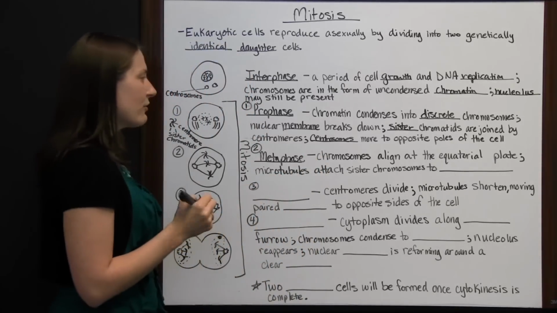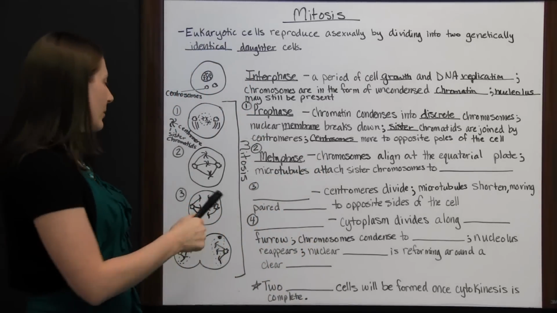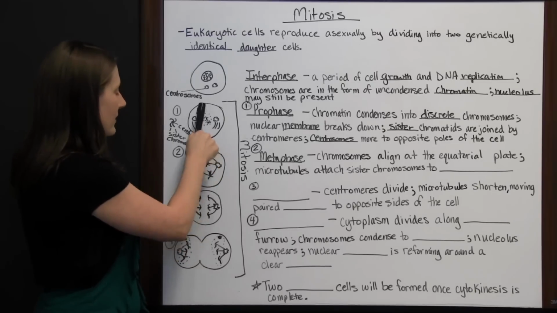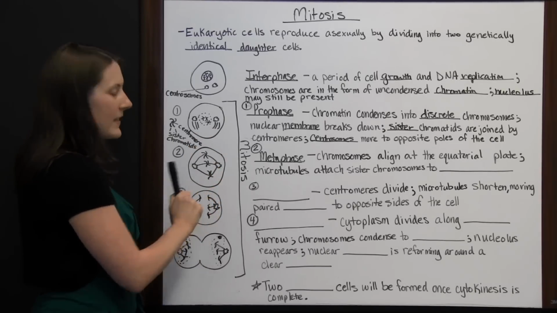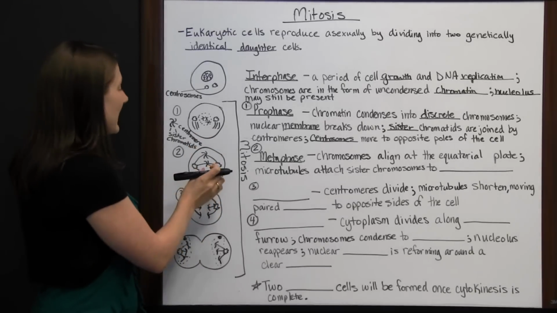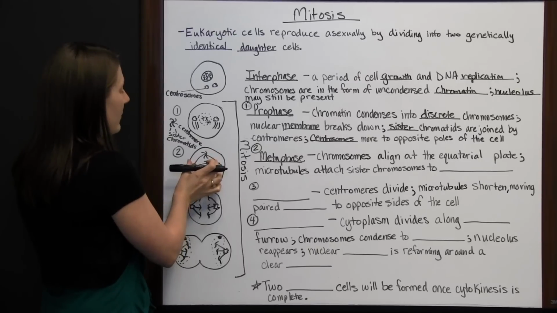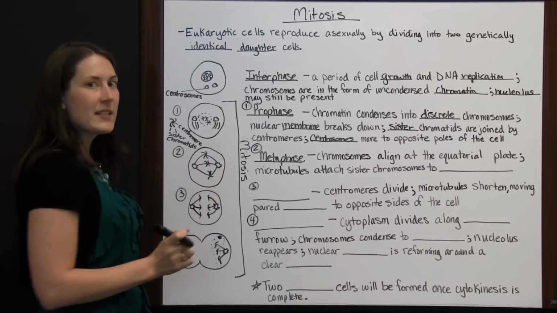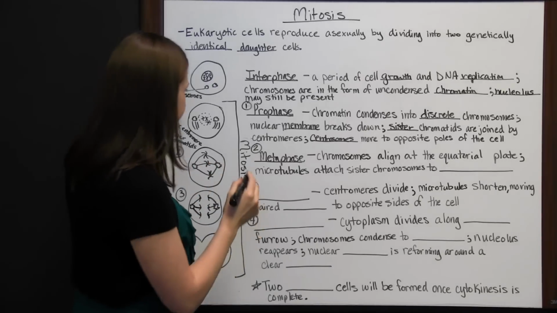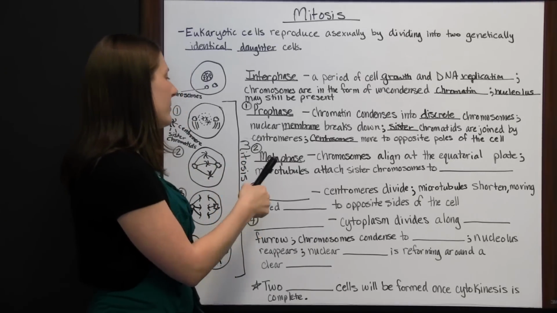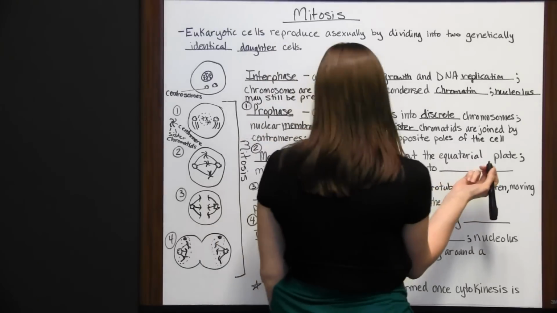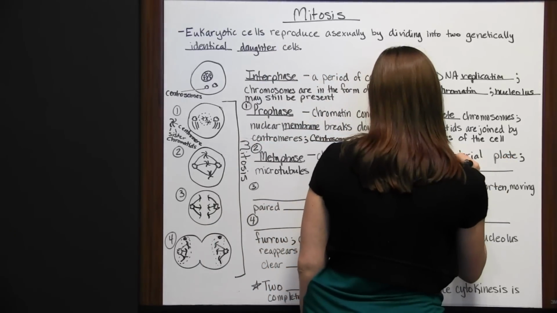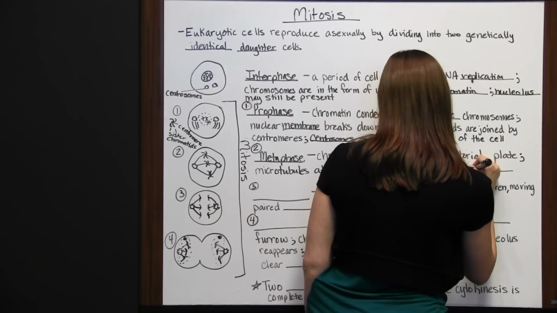In metaphase, the chromosomes align at the equatorial plate. So where they're kind of just all over the place, they've lined up at the equatorial plate, which means that it's equally distanced from both of those centrosomes that have spaced themselves out at either pole. The microtubules attach sister chromosomes to the centrosomes.